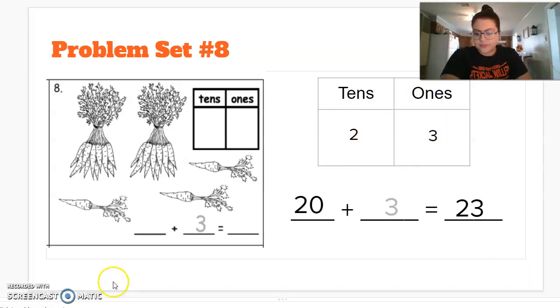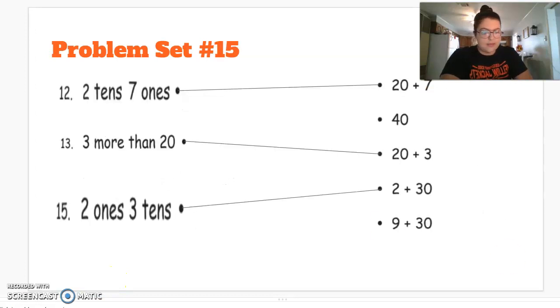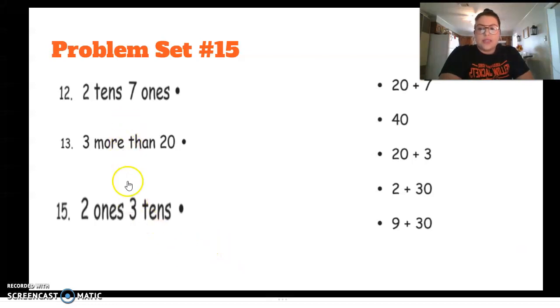Okay? Now we're going to move on to our last number. This one is a matching. So they've put it into tens and ones form, or they've put it into more than or less than. Okay? So we have 2 tens and 7 ones. Well, if we look, 2 tens is worth what? The value of 2 tens is 10, 20. 2 tens is 20, and 7 ones is 7.